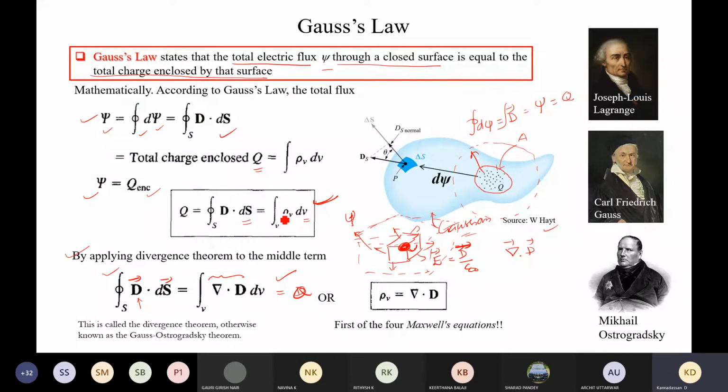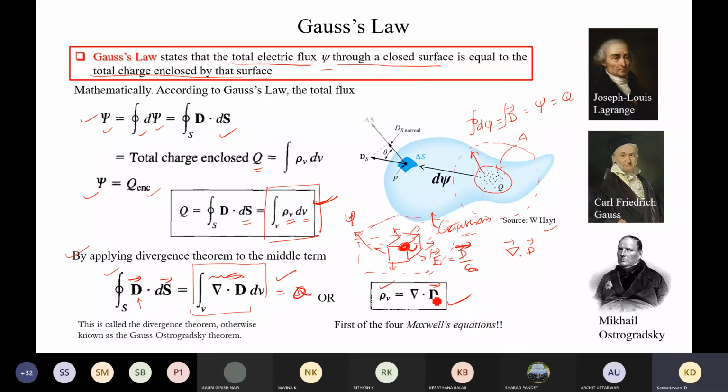When you compare this, then you can easily see this integration and this integration. You can see this is a volume integration, this is also a volume integration. In this way, you can cancel out both the integrations, and you can take only the integrands of interest. That is nothing but here it is rho v, here it is del dot D. So in this way, you can easily get this rho v, the charge density, the surface charge density, or the volume charge density of the given charged body, which is nothing but del dot D vector. So this D vector, if I know, then I can calculate this.